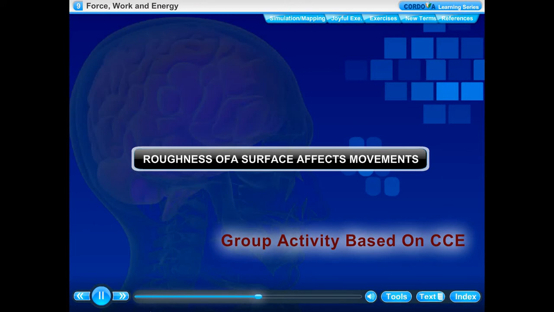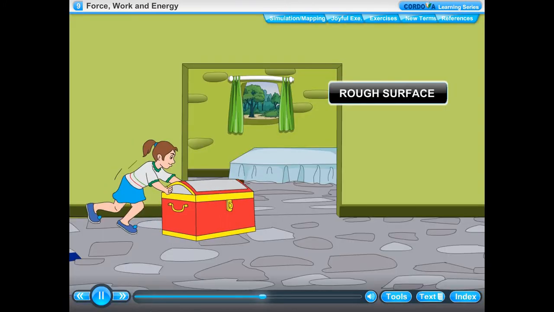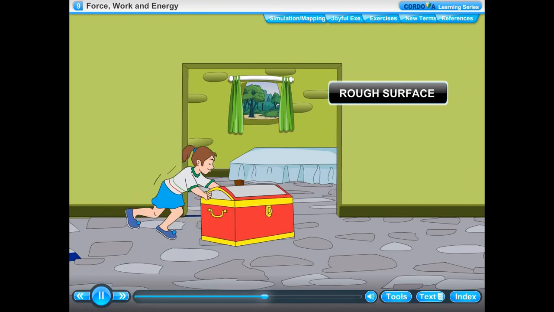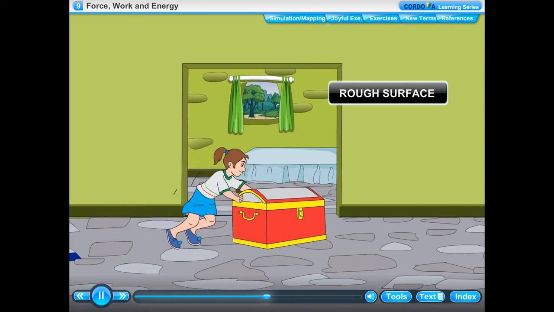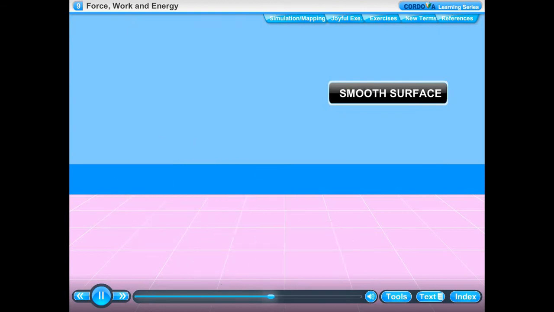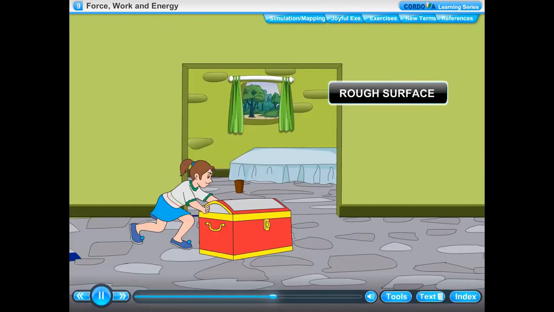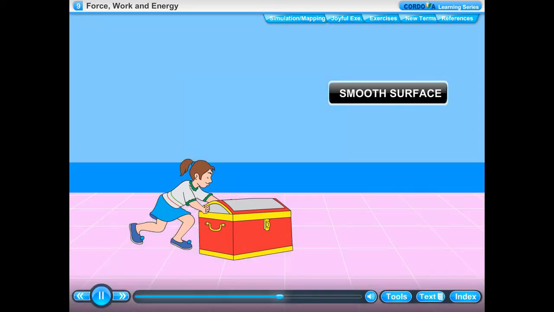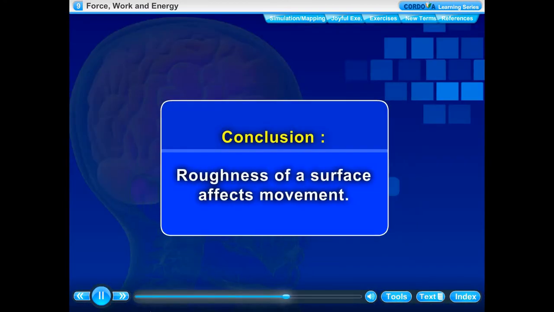Group activity based on CCE. Push a heavy object on a rough surface. Then push the same object on a smooth surface. In which condition do you apply more force? You observe that on a rough surface you apply more force to move the object, but on a smooth surface you can easily move it. Conclusion: roughness of a surface affects movement.